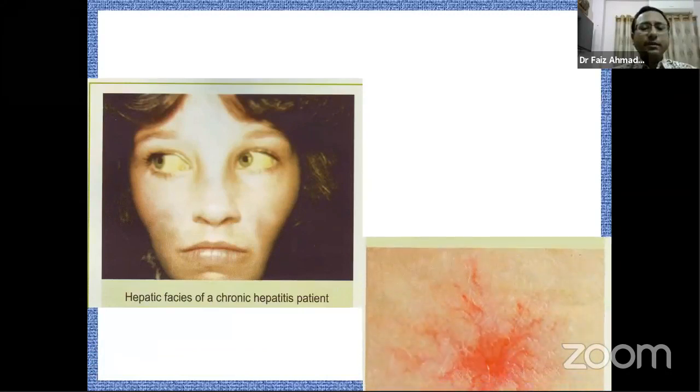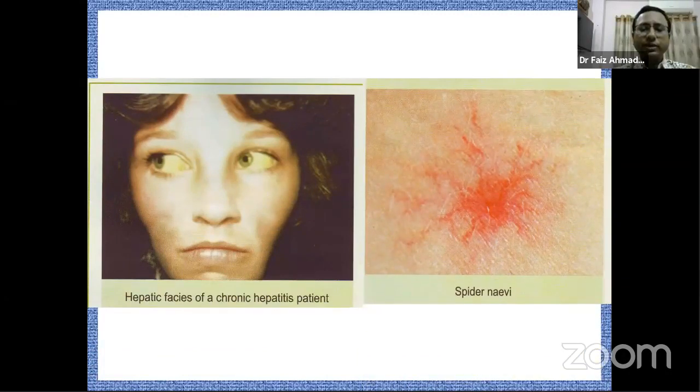Here you can see the hepatic facies, with these very beautiful spider nevi, which are also called spider telangiectasia. You must know how to identify these spider nevi and their usual location. They are usually found above the nipple level, in the distribution area of the superior vena cava. They are more common on the face, neck, chest, also the back, and sometimes on the dorsum of the hands and the forearms.